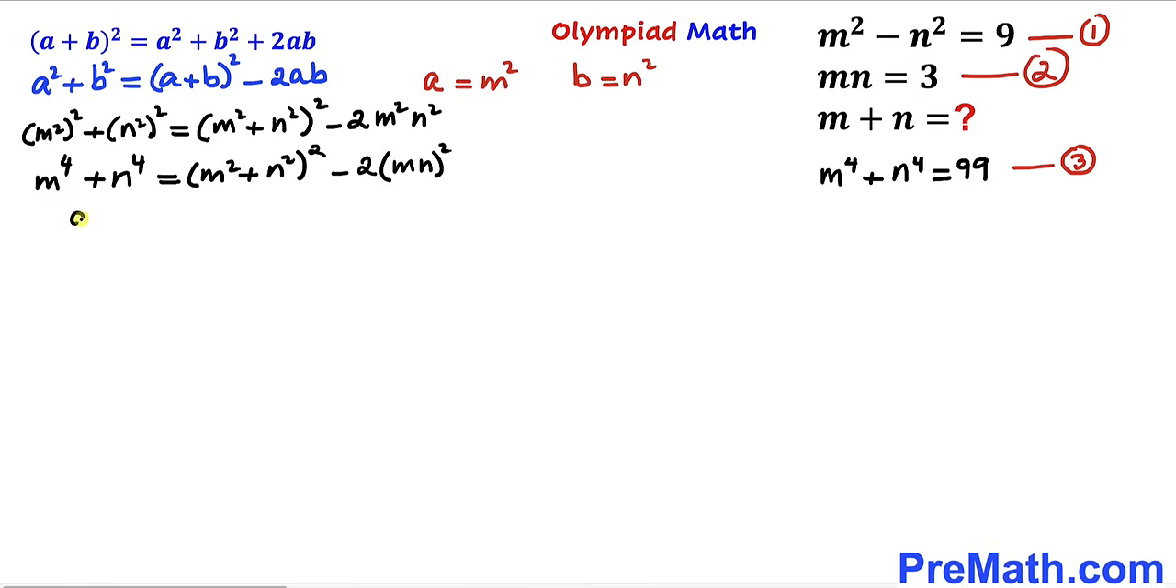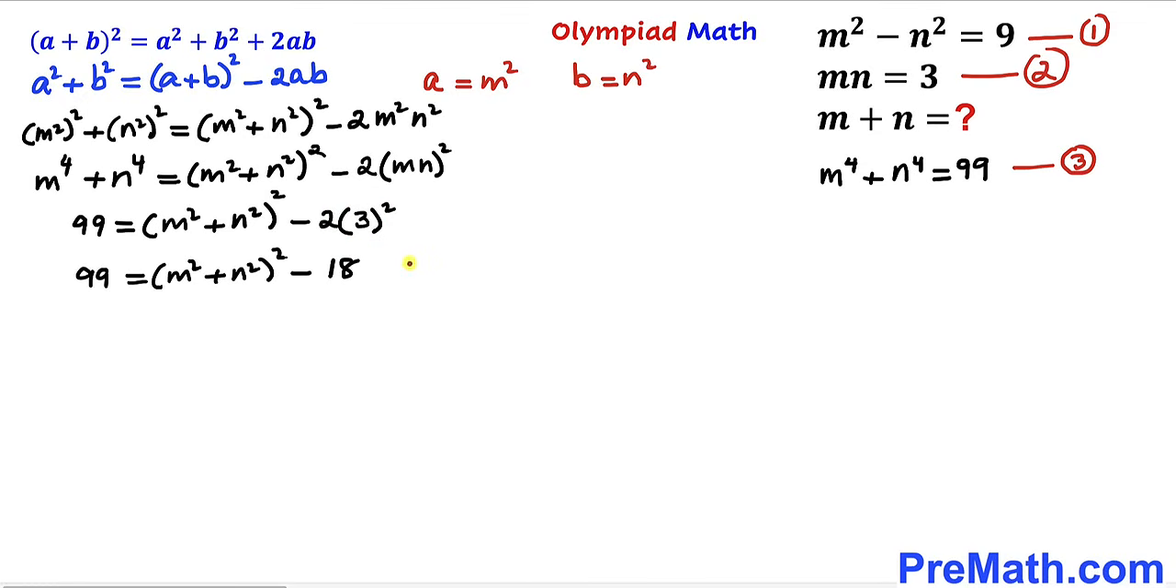So we can write 99 on the left hand side equals m square plus n square, and then power 2, minus 2 times our mn value, which is 3, whole square. Now 3 square is 9, and 9 times 2 gives us 18. As you can see in this next step, I have replaced this whole thing with 18 here. And in this next step, I'm going to add 18 on both sides.